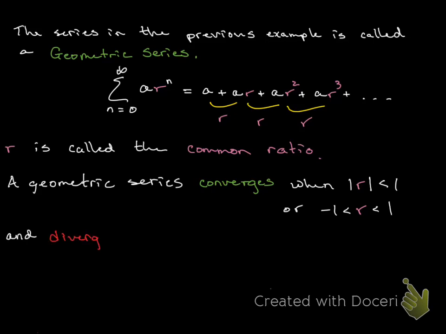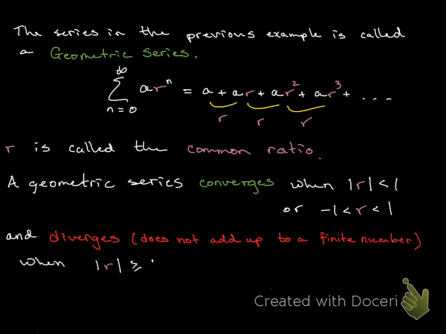And the series diverges, or does not approach a value, or does not add up to a finite number, when the absolute value of the common ratio is greater than or equal to 1. If I take 1 and add it up forever and ever, if I just take the sum of 1 to the n, or just 1, forever, I'm just going to keep adding 1. This is going to diverge. It's going to go off to infinity.